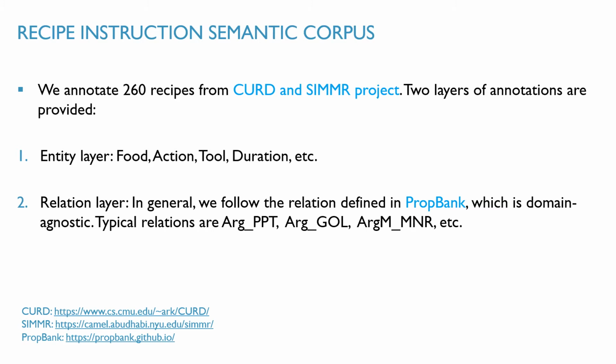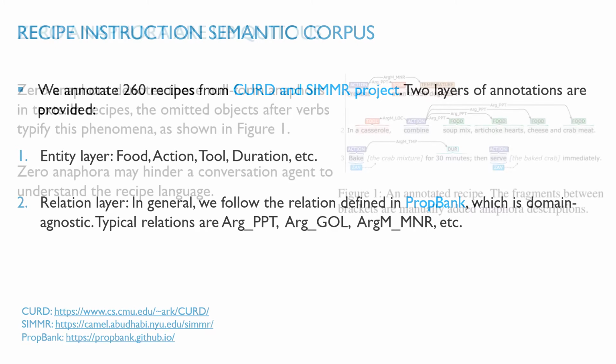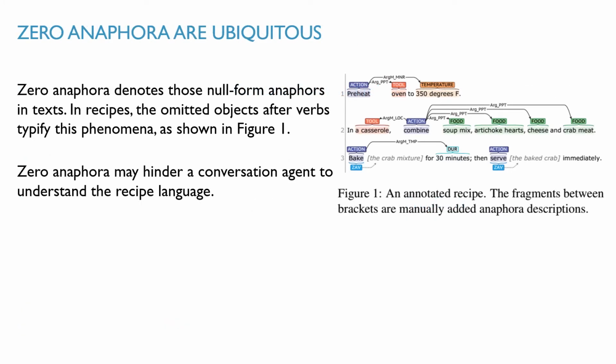Different from previous work like Curd and Simmer, we do not rely on the ingredient list. Instead, we directly extract food entities and also the intermediate products from recipe instructions. We also address another interesting issue in recipes, that is zero anaphora. Zero anaphora denotes the noun phrases which do not have explicit mention in texts. In particular, we focus on the objects after verbs in recipe texts.